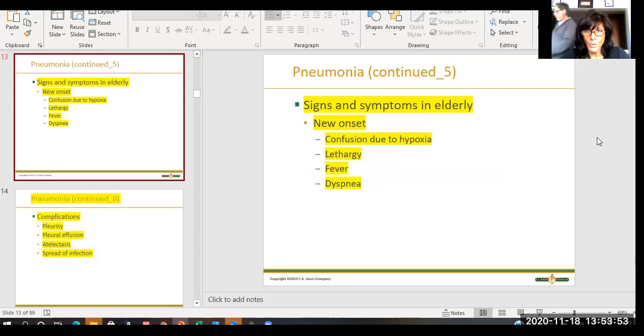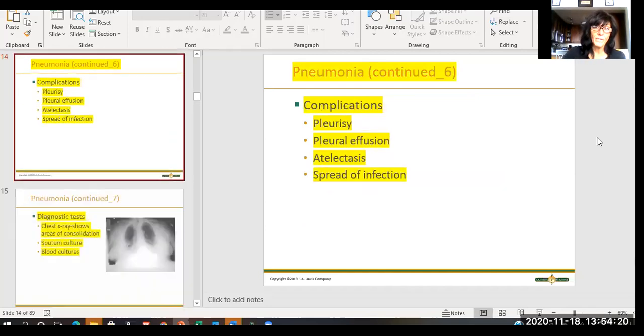In the elderly, though, if they have a new onset of confusion, it's usually because they're hypoxic. If they're not getting enough oxygen, then their brain's not getting enough oxygen. So when you see this new or sudden onset of a change in mental status for an older person, is it because they're hypoxic? And older folks will get lethargic very quickly, and fever and dyspnea quickly, right?